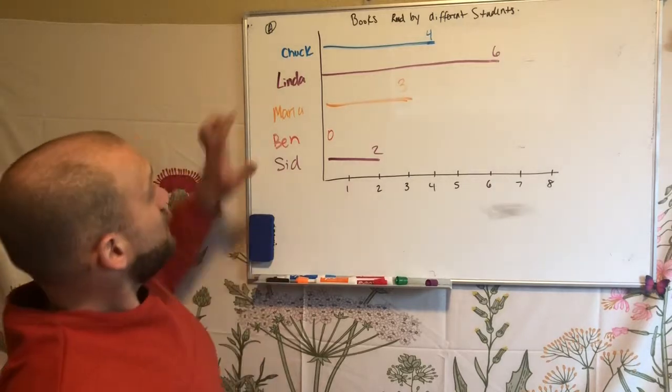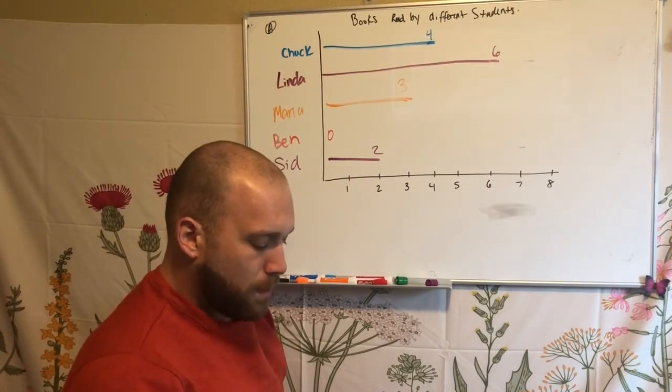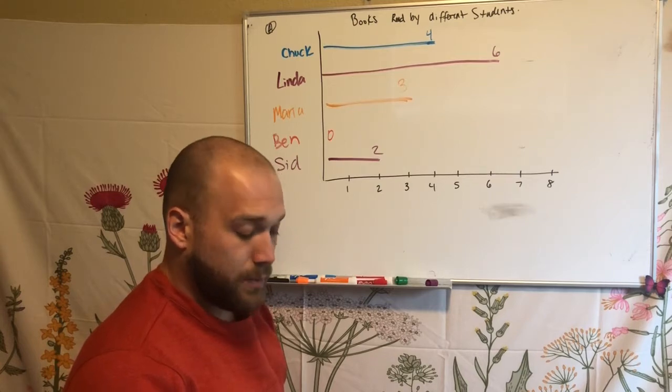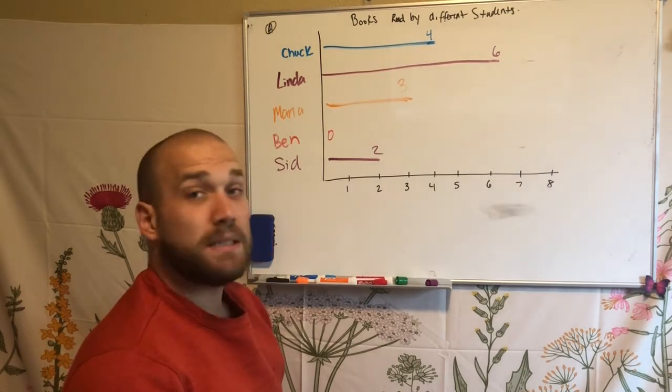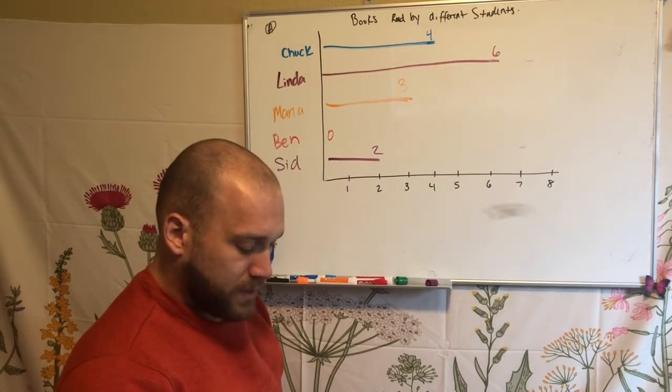So, graph A shows the number of books read last school year by 5 students. How many students? 1, 2, 3, 4, 5. 5 students. There is no bar for Ben. So how many books did he read? Well, 0. Figure out the average for these 5 students.